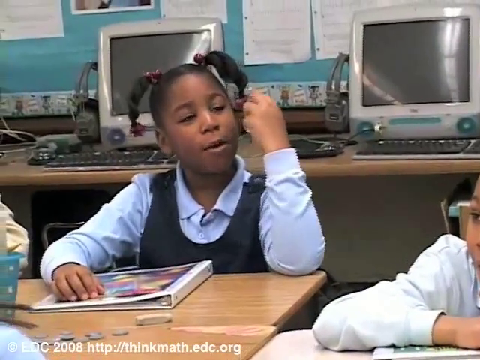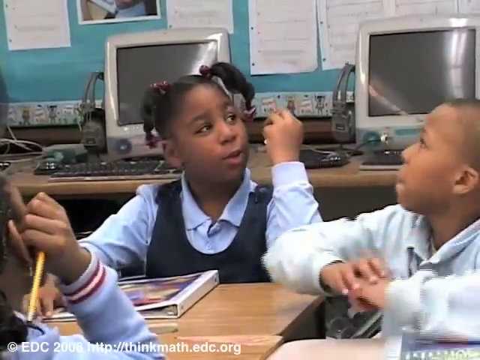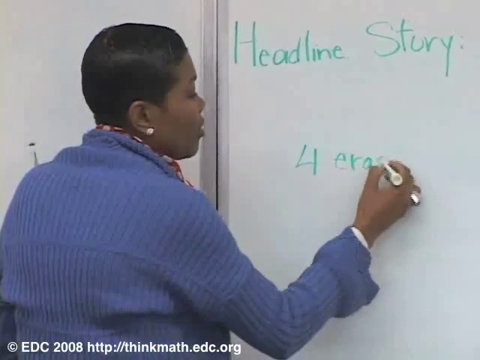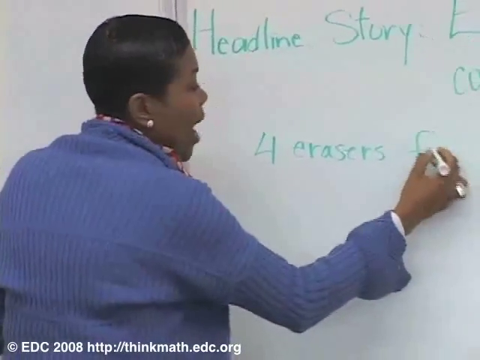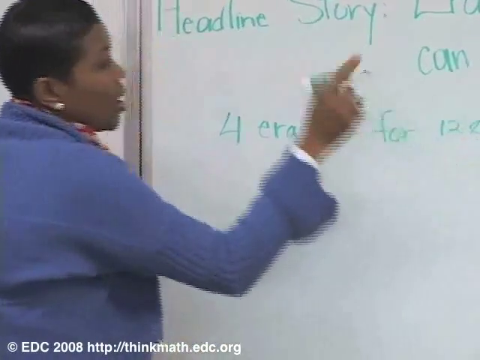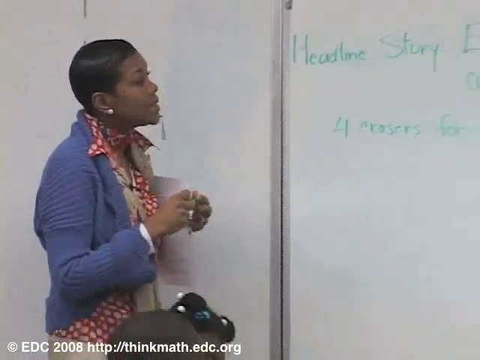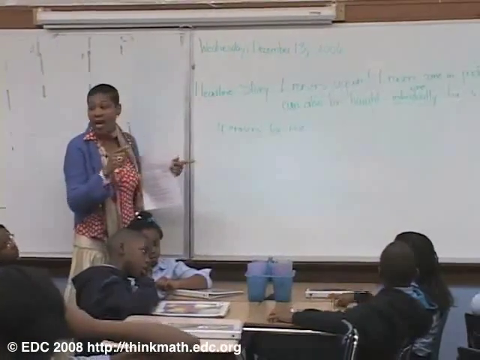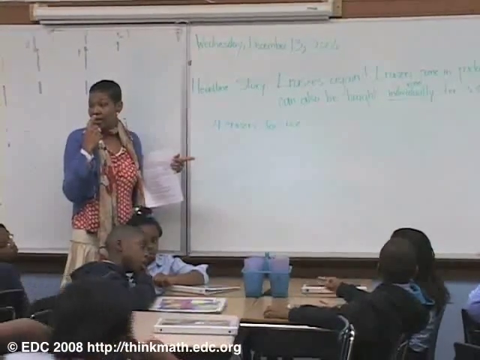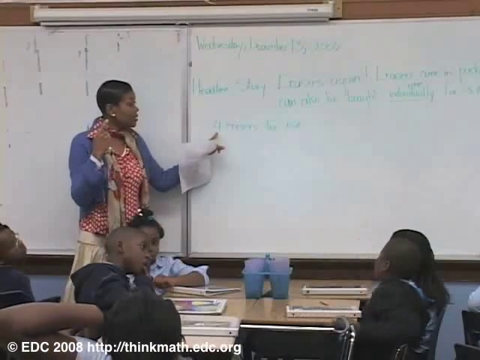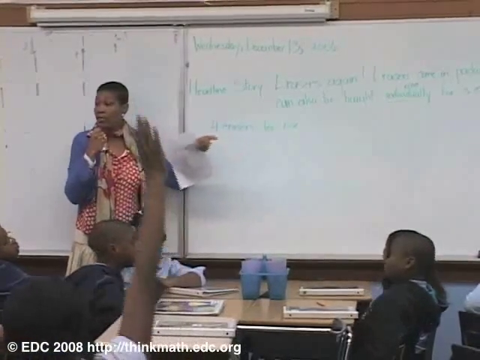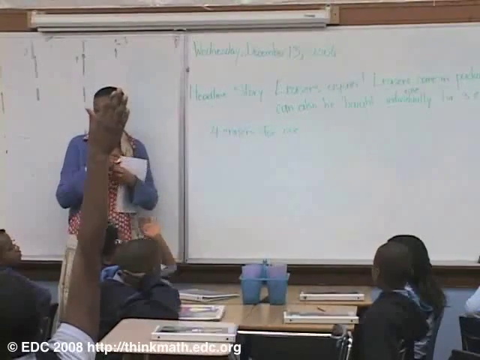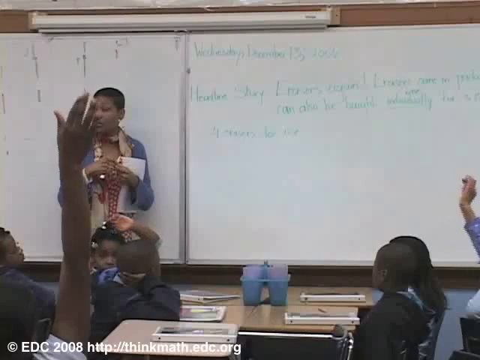We can have 4 erasers for 12 cents. 4 erasers for 12 cents. Look at what the information tells us. They come in a package of 5 for 10 cents. Is 5 for 10 a better deal than 4 for 12? Or is 4 erasers for 12 cents a better deal than 5 erasers for 10 cents? Which is a better deal?